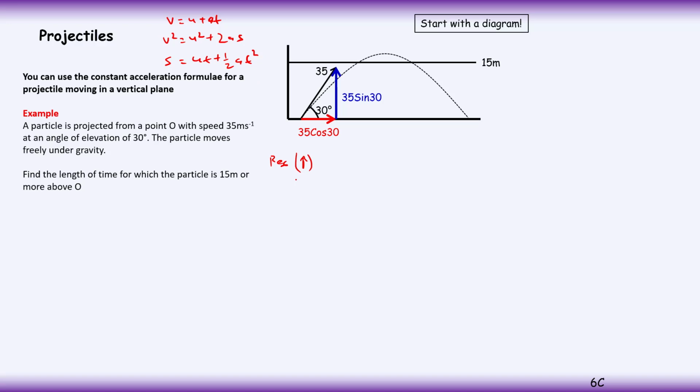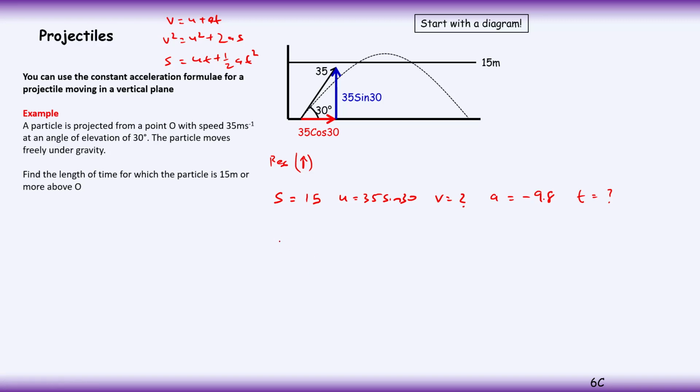Resolving vertically, then we have S is equal to 15. We know it's going to hit 15. U is equal to 35 sine 30. We don't know what V is. It's a question mark. A, acceleration due to gravity, minus 9.8. And time, T, is unknown, because that's what we want to find. So, S, U, A, and T is the one I want to find.